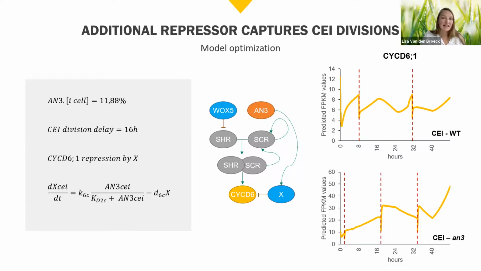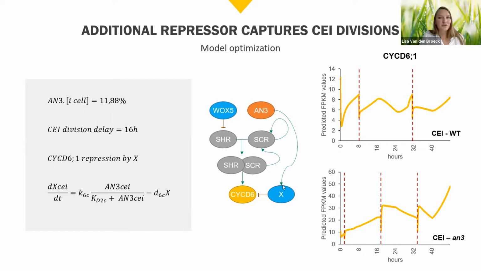So by adding this competition between the repressor that is regulated by AN3 in the CEI and the SHORT-ROOT SCARECROW complex that activates cyclin D6, the model was able to capture the CEI divisions in the wild type situation, as well as the mutant situation. So an increased number of CEI divisions, as we showed phenotypically.